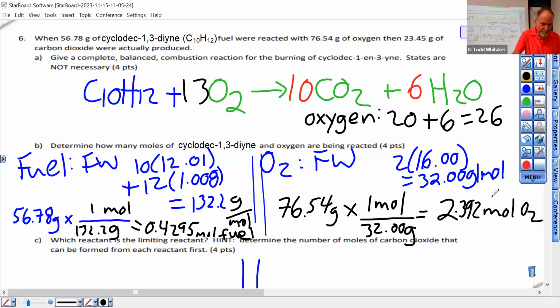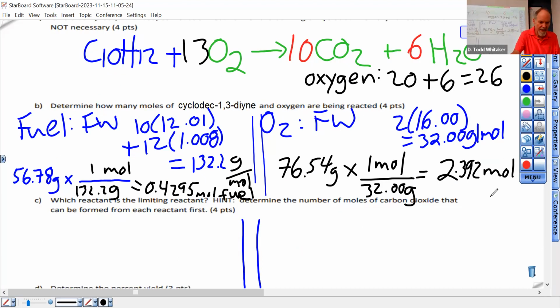Now don't try to tell me which one's excess and which one's limiting just looking at those numbers. Those are not good. Those are apples and oranges right now. We need to compare precipitate to precipitate, or in this case, CO2 to CO2. It's not a precipitate question. How do you know CO2 is the molecule you should be going towards now? In part C, and I will be guiding you towards CO2 in your part C as well.